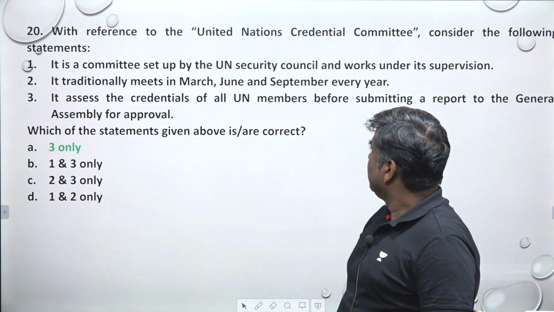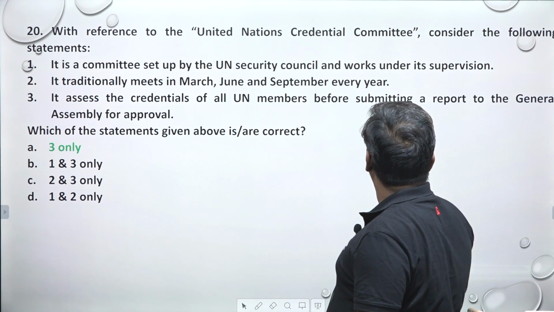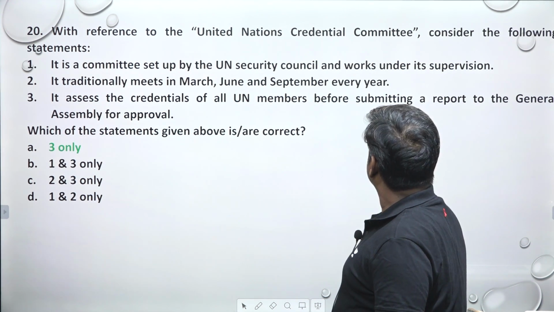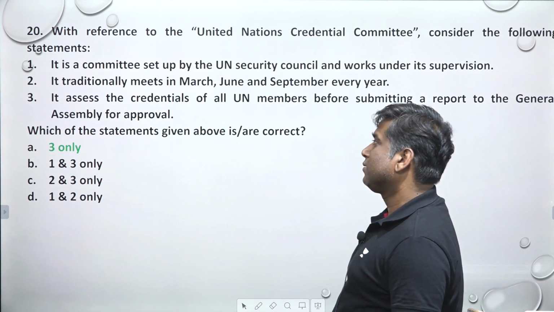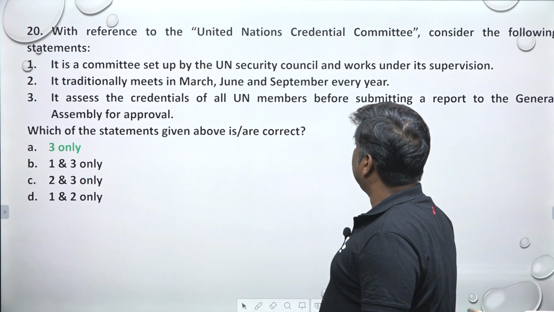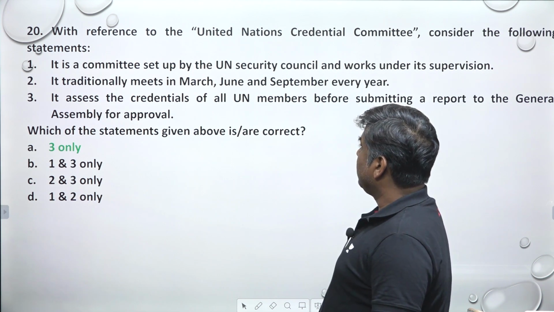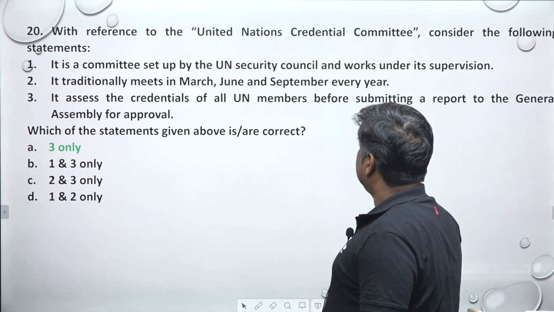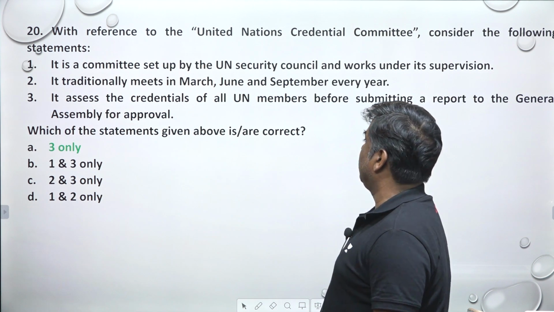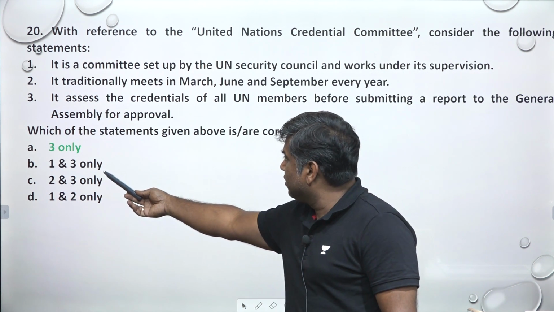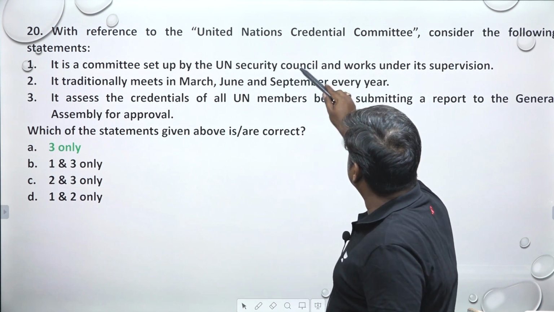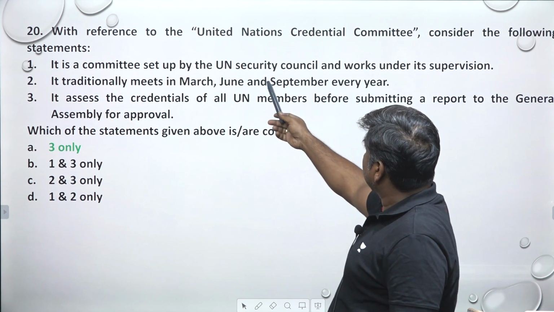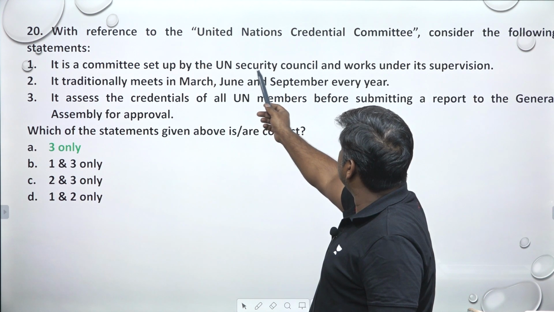Now, with reference to the United Nations Credentials Committee, consider the following statements. It is a committee set up by the UN Security Council and works under its supervision. It traditionally meets in March, June and September every year. It assesses the credentials of all UN members before submitting a report to the General Assembly for approval. As the answer is showing, it's 3. Now, it's come to the United Nations Credentials Committee. Consider this: a committee set up by the UN Security Council.